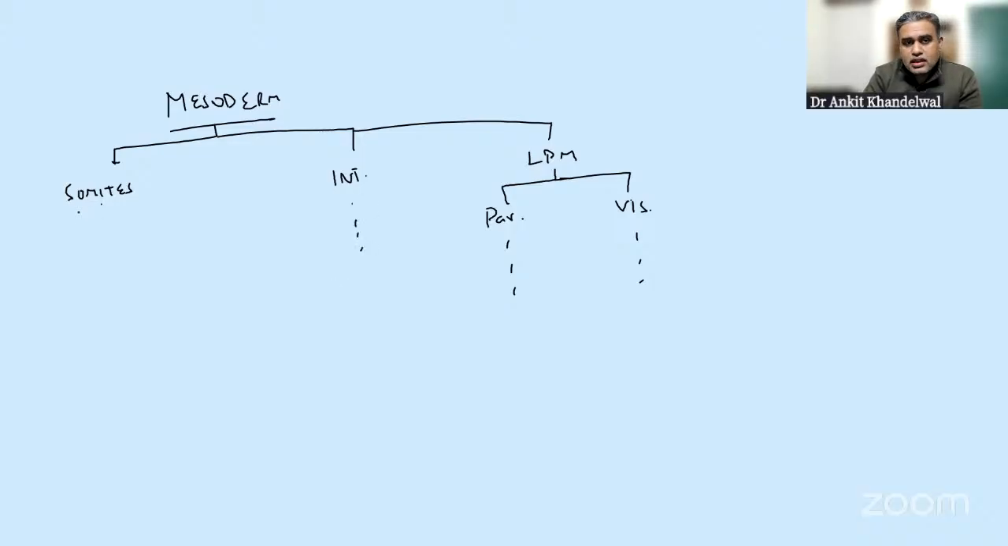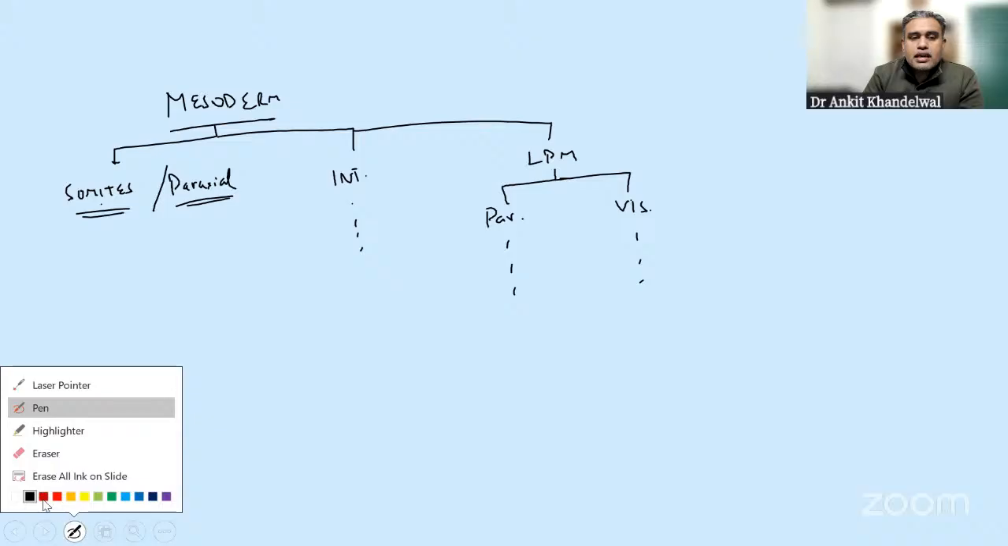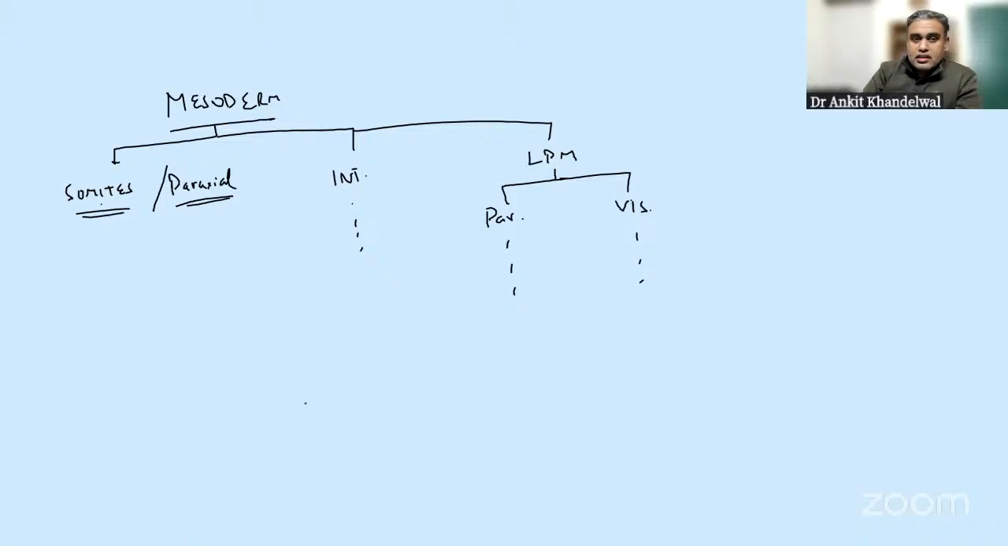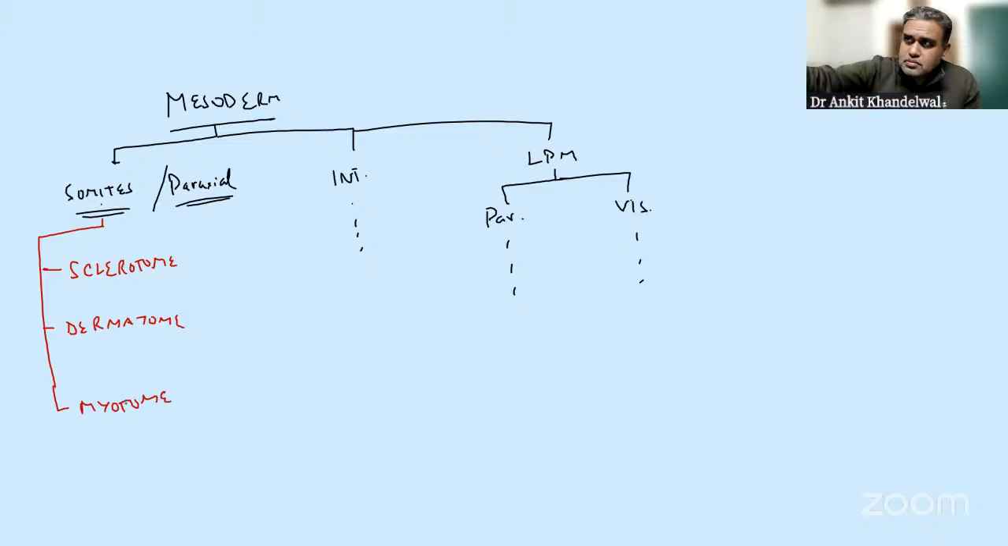Now the somite over here, this is the paraxial mesoderm. Why paraxial? It is just parallel to the main axis of the embryo. Somites can actually make even a flow chart. It divides into a few structures like sclerotome, then dermatome, then myotome.